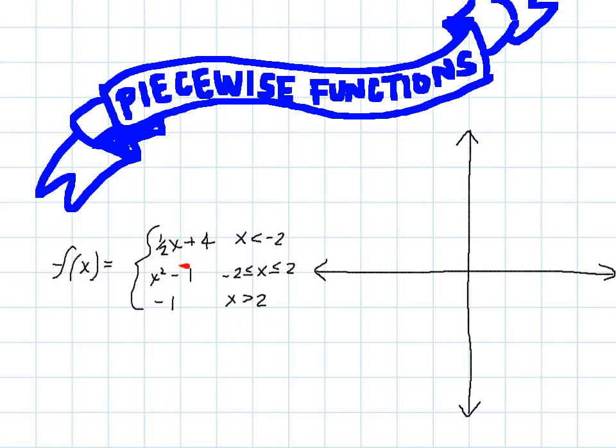So this first function is a linear function, and it exists where x values are less than -2. This function, a squaring function, which will be a parabola, is defined from -2 to +2 in terms of x values. And then this function, -1, which is a constant function, is defined for x values that are bigger than 2.